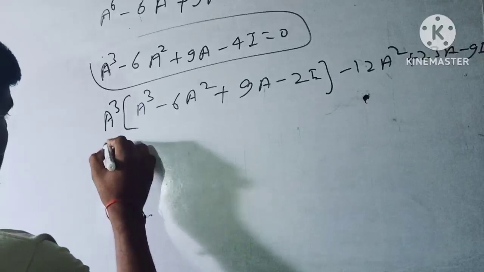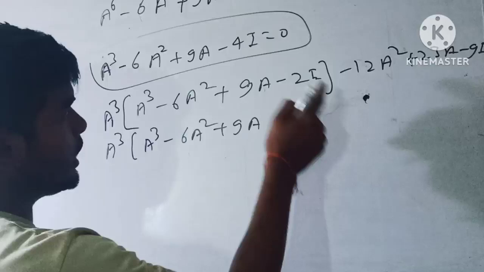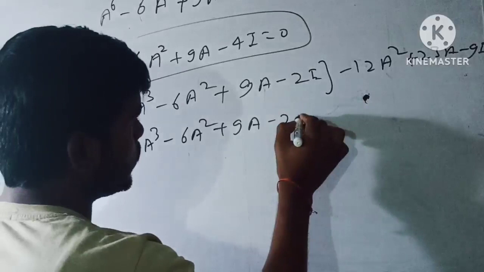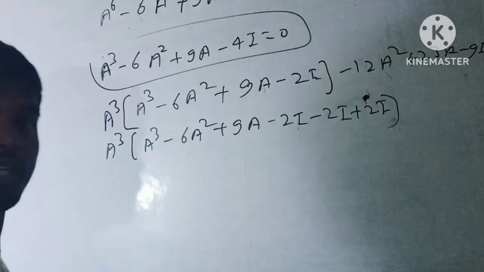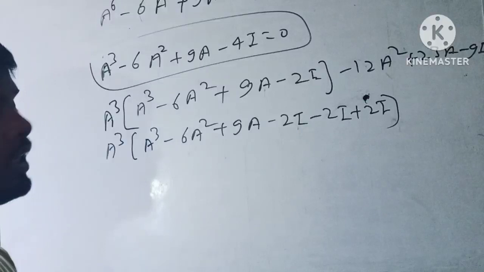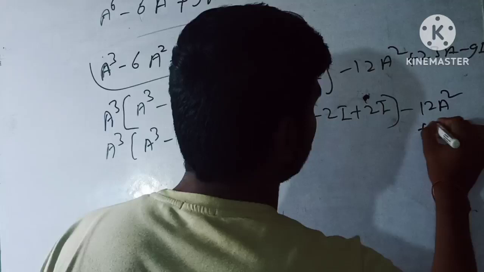So A cube minus 6 A square plus 9 A, here minus 2 and here minus 4. We will make the value here minus 4. And how to make this minus 4? Minus 2I plus 2I minus 2I plus 2I is equal to 0, and this does not affect this expression. So minus 2I minus 2I, we will make the 4I, because in this equation minus 4I is present. So minus, the remaining part is minus 12 A square plus 23 A minus 9I.